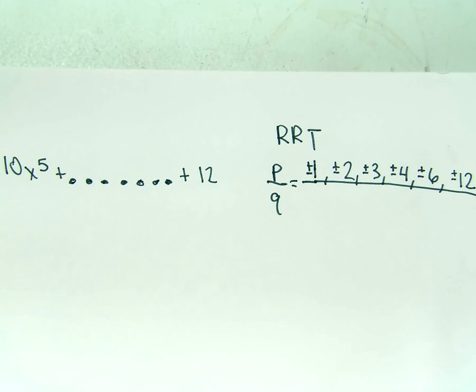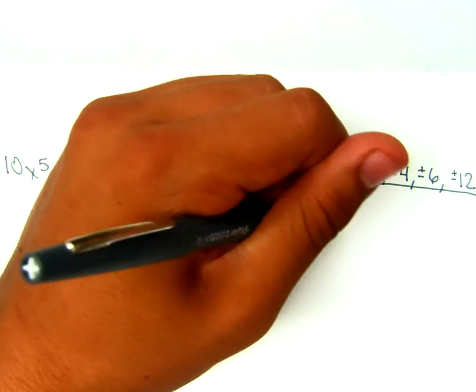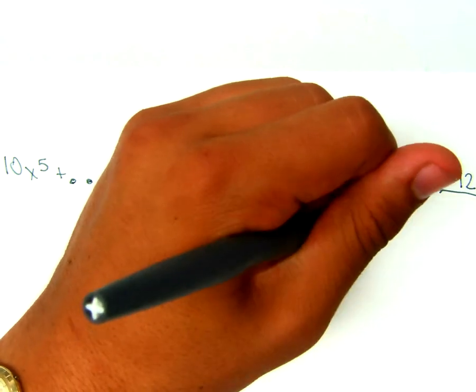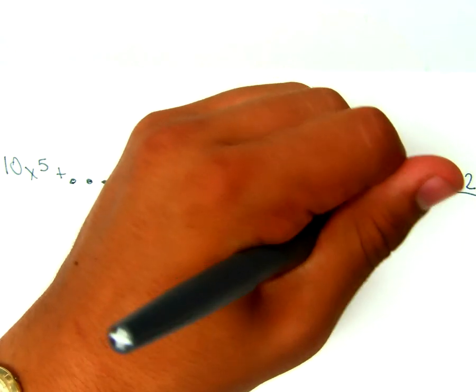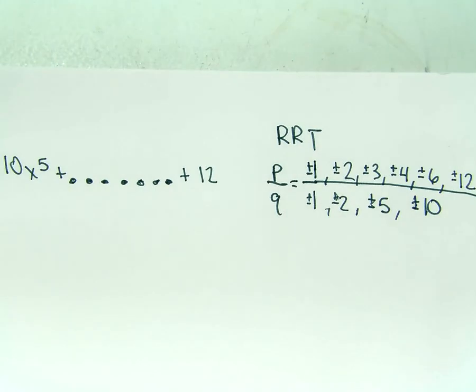So now for Q, we want to find the factors of 10. So is 1 a factor? 2? 3? 4? 5? And then 10. Okay. So once we do this, we then want to write it in a way that we can understand better.